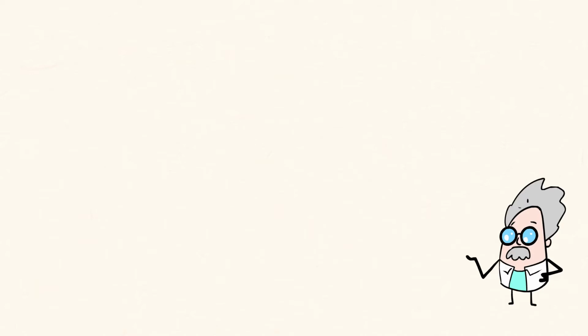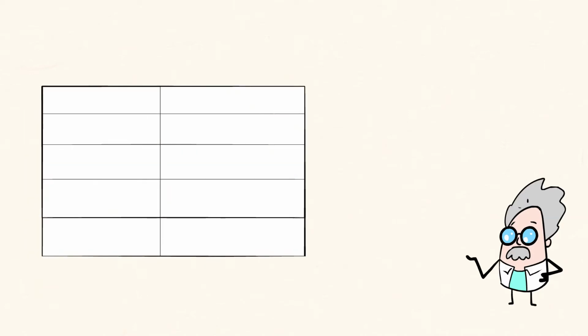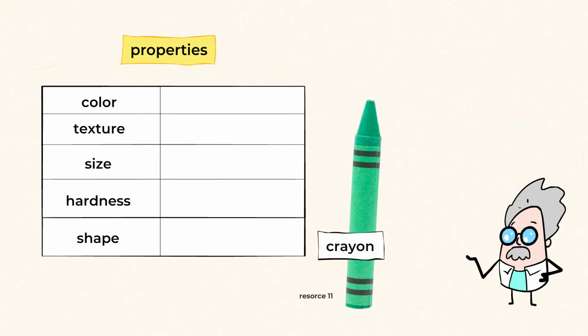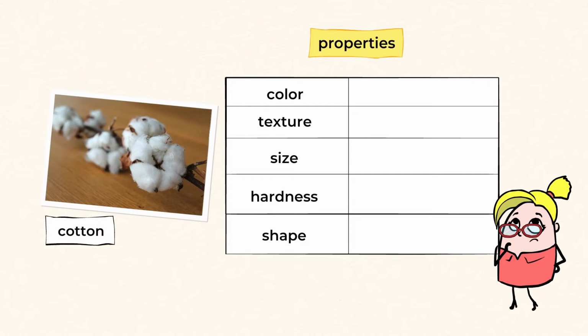Now let's explore more and take a look at a few different items and try to classify them based on their properties. Their color, texture, hardness, and shape. A crayon can be any kind of color, right? Think of your favorite color. My favorite color is green. It feels waxy, and it's small and hard, and has a shape like a pencil or a cylinder. Now, if we look at a cotton ball, it's white, super soft, and small and round in shape.